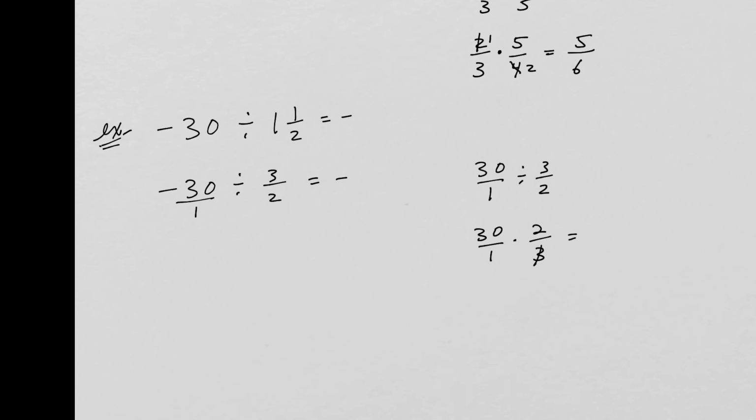3 goes into 3 once. 3 goes into 30 10 times. So I have 10 times 2 is 20. 1 times 1 is 1. So this is just going to be 20. But since it's negative by positive, it's going to be negative 20. So that's going to be the answer. So negative 20.